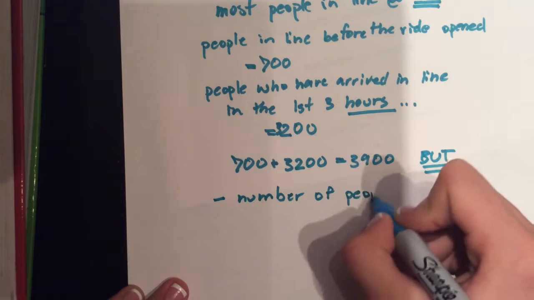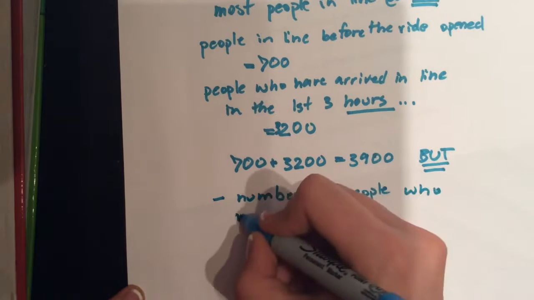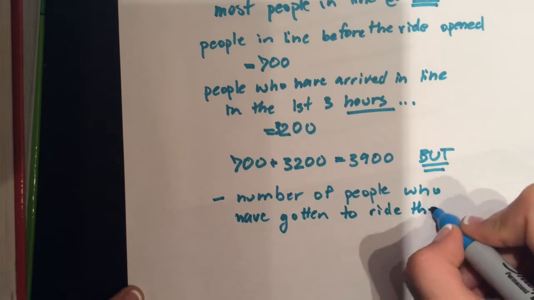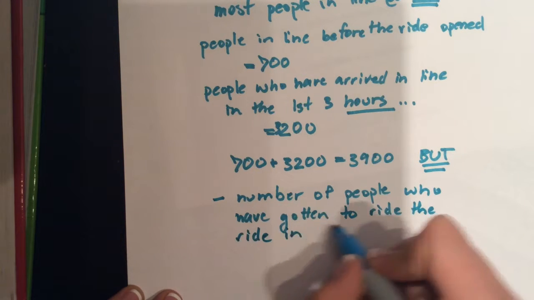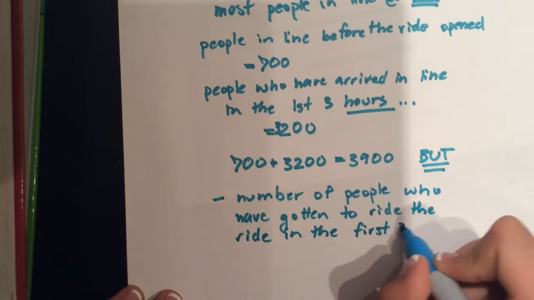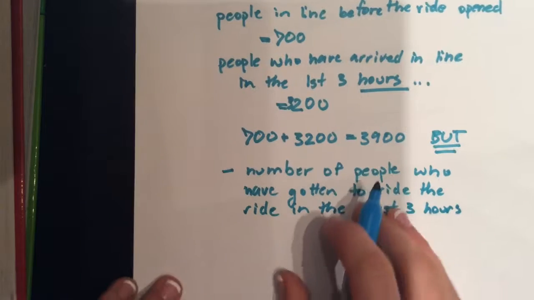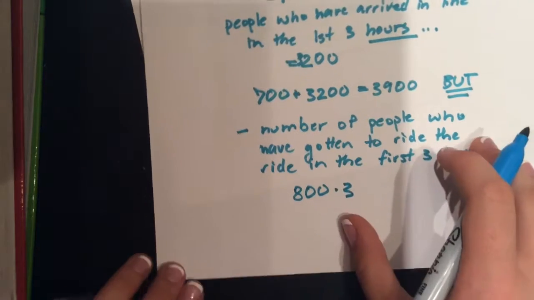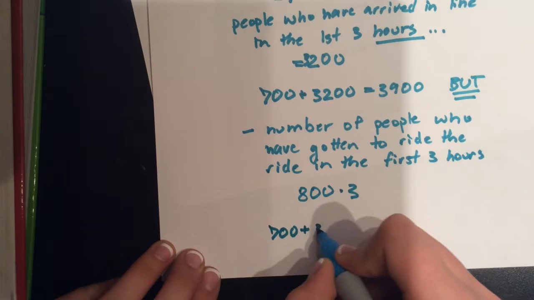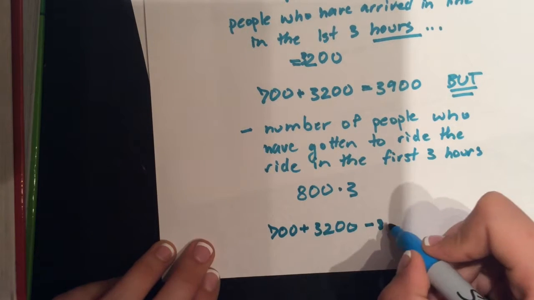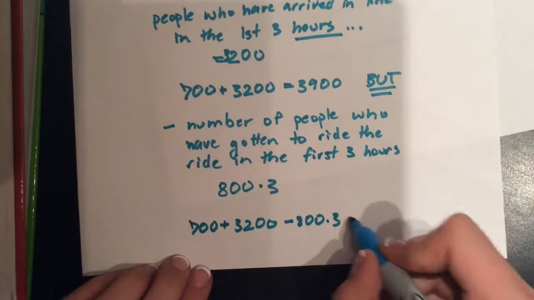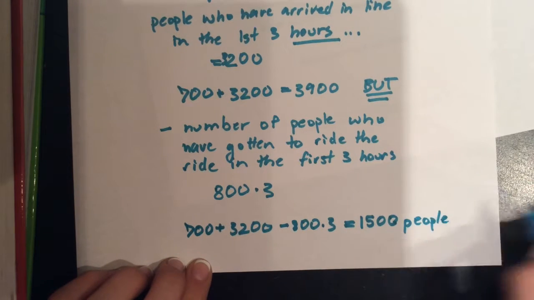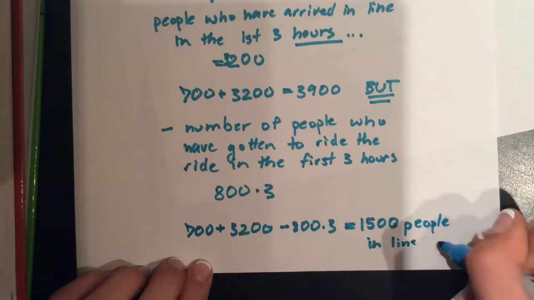But there's something else. We have to subtract the number of people who have actually gotten to ride the ride. We have the rate at which people get on the ride, and that's 800 people per hour. So in the first 3 hours, that's 800 times 3. Our final expression is 700 plus 3,200 minus 800 times 3, which shows that there are 1,500 people waiting in the line at time t equals 3.